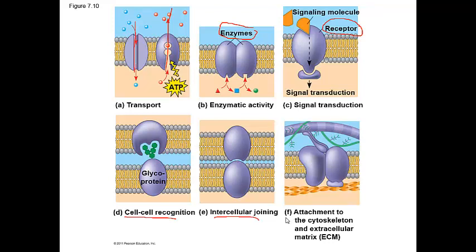And finally, 6, we see attachment of the cytoskeleton to the extracellular matrix. Right here you see that the actin microfilaments inside the cell are attached to the collagen and other glycoproteins outside the cell using these membrane proteins that you see right here. All of the important functions, all the important things happening at the cell membrane are going to take place using these membrane proteins. They are so important to understand.